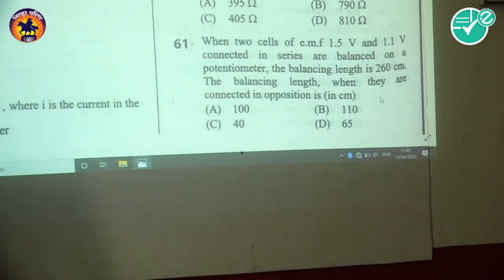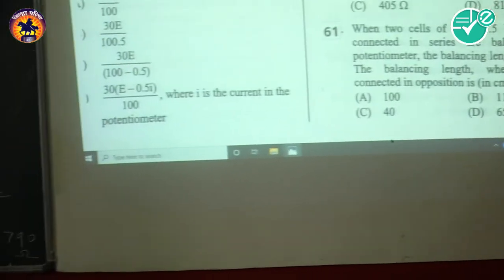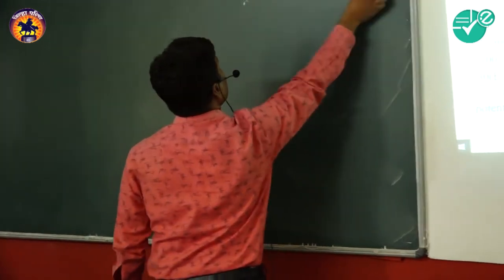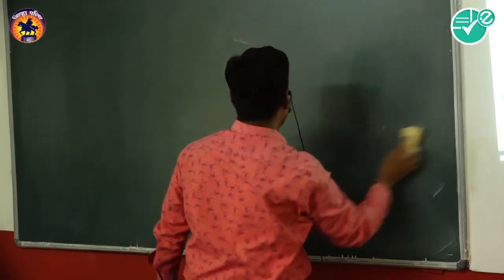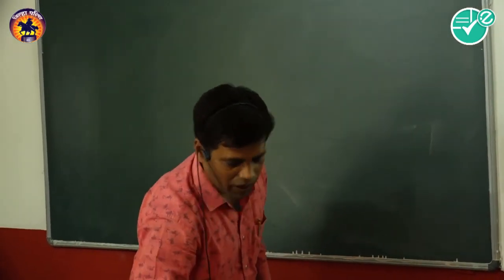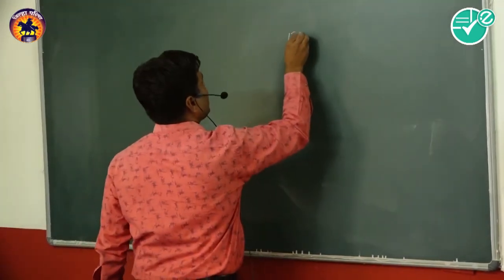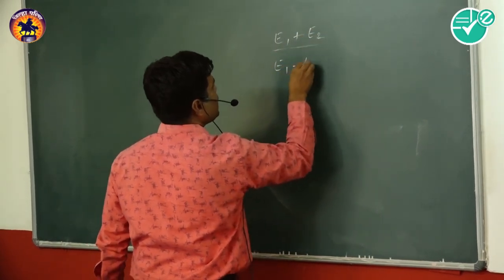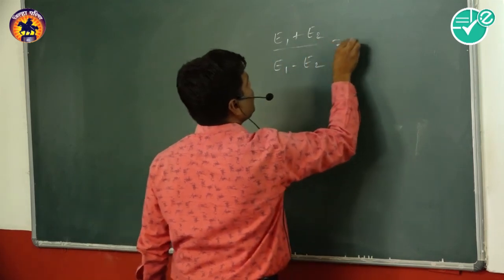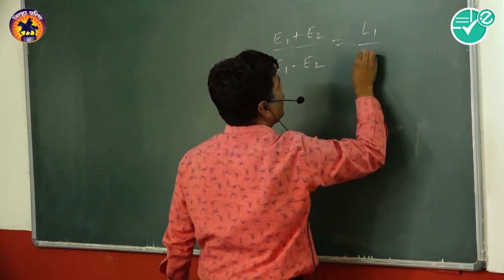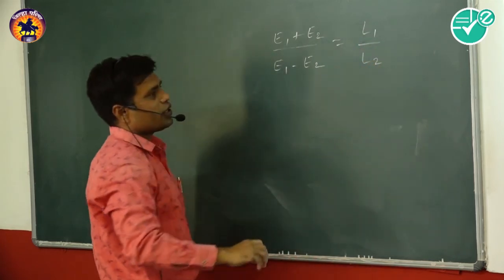Very simple question. Within 1 minute you can solve it if you know the formula for the potentiometer when cells are connected in sum and difference method, or sum and opposite method. So what is that formula? The formula is E1 plus E2 divided by E1 minus E2 is equal to L1 upon L2. You can write it in capital letters or small letters.